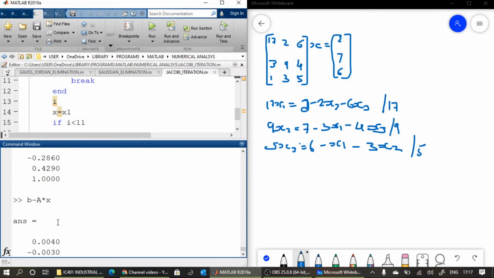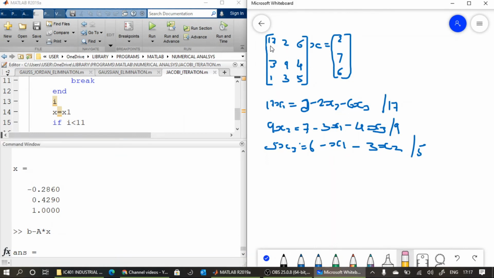This one is not the exact solution. This one is a numerical solution, that is, some difference is shown here. Okay, so this is for 17. Instead of 17, if it is 2, then definitely we have to swap it. As per our class discussion, we have to swap this one.